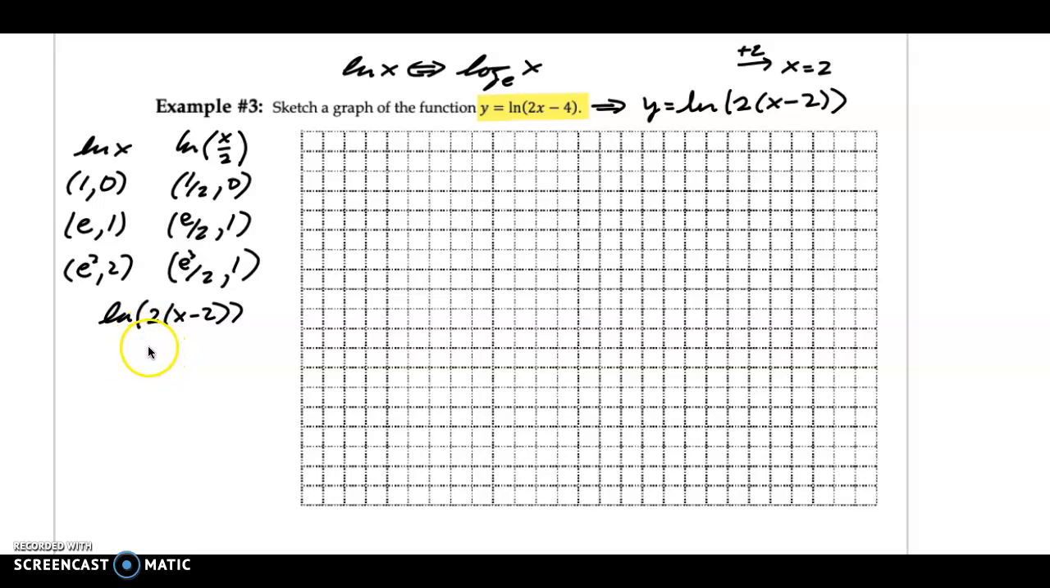So this is simply going to be 1/2 plus 2, 0. This is going to be e over 2 plus 2, 1. The next one is e squared over 2 plus 2, and this should, by the way, be 2. There we go. So there are my 3 coordinates that I need.